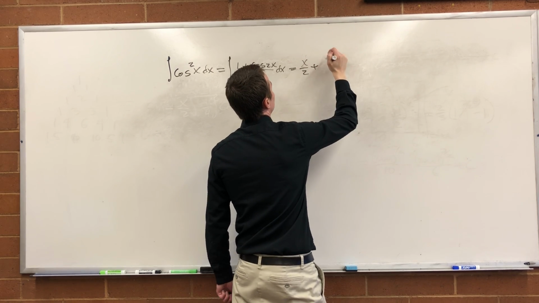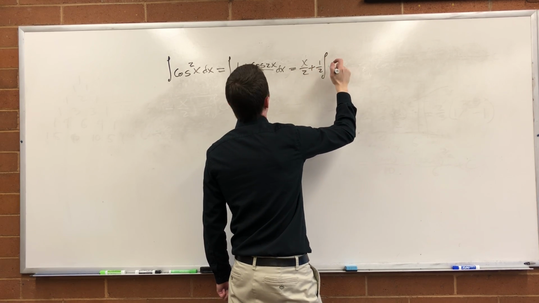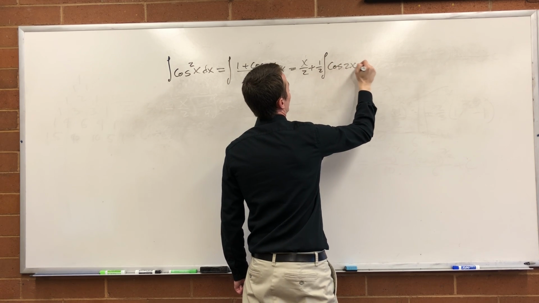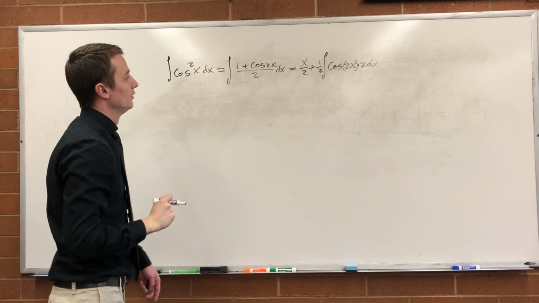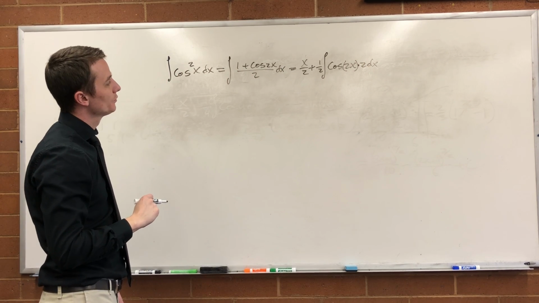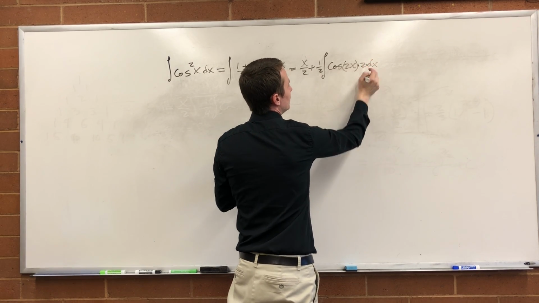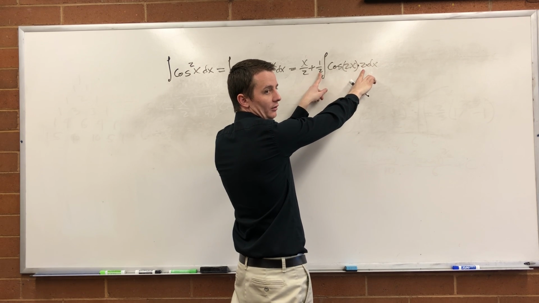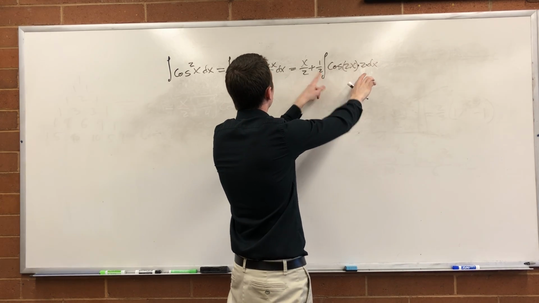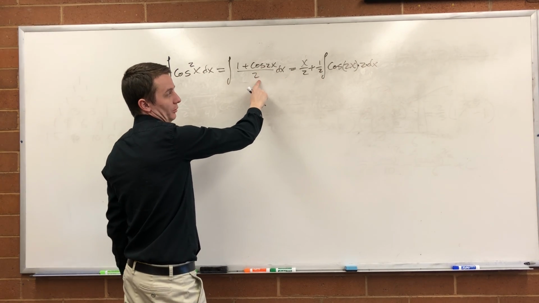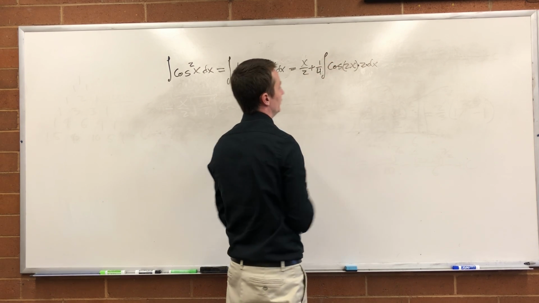Plus the integral now, and maybe you'll be okay with me writing this, plus the integral of 1/2 cosine of 2x times 2 dx. Times 2. So here I multiplied by 1, so that didn't change anything, right? We have cosine of 2x over 2. Oh, thank you. So I need a 4 here. Yeah, there we go. That makes sense. Now I can change it.